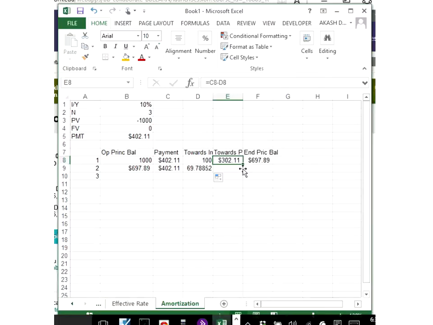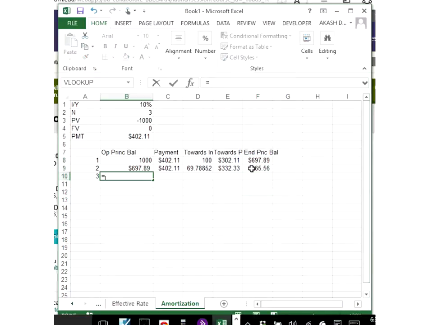Again, the payment will remain the same. Towards interest now will be 10% of 697.89. So towards principal will be 332.33. Ending principal will be 365.56. That will be your opening principal balance.